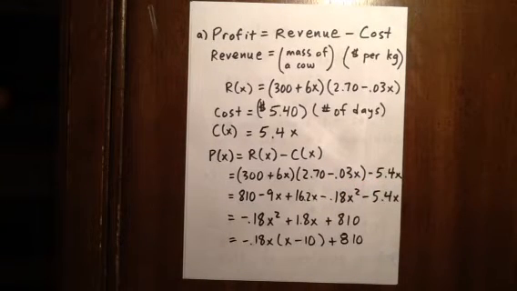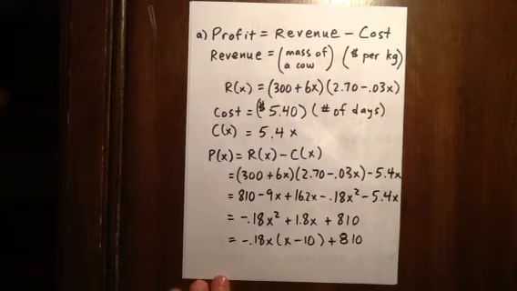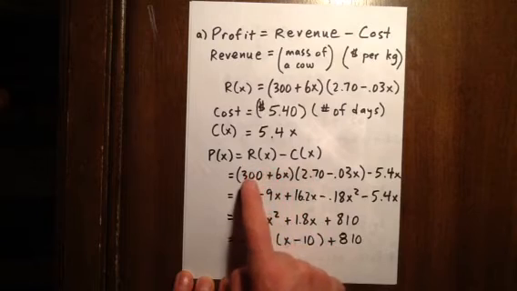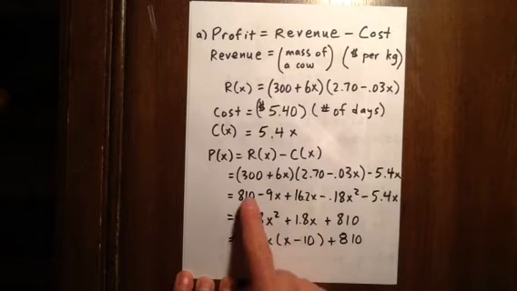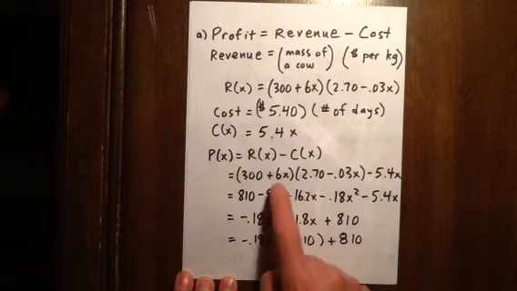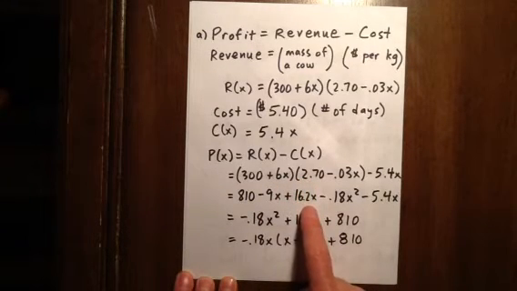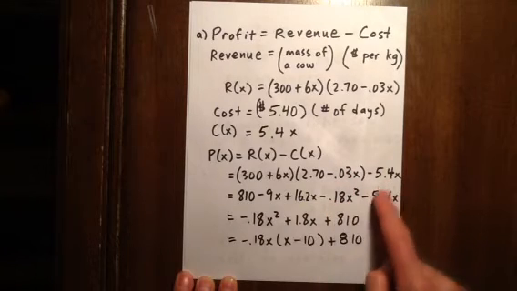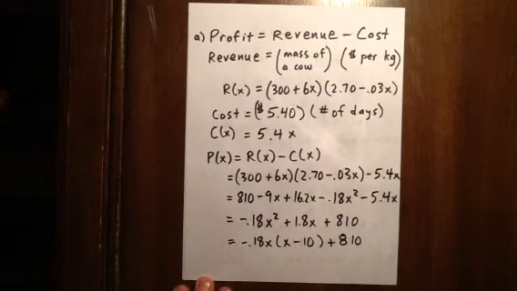Well, what we do here, we want to get a formula for profit, and we'd like it to be in standard form to start. So what we're going to do is distribute 300 times 2.70, 300 times negative 0.03x, 6x times 2.70, 6x times negative 0.03x, and then we still have to subtract our 5.4x.